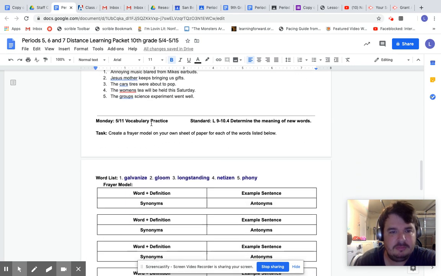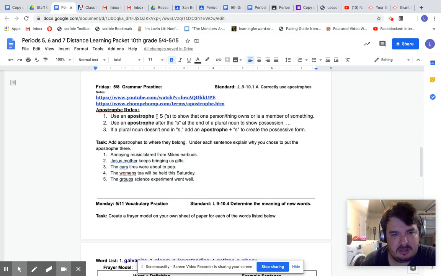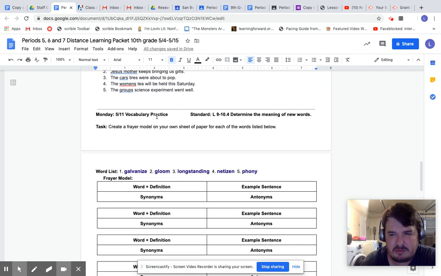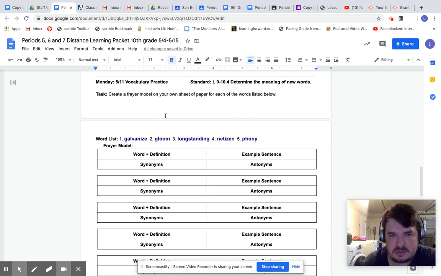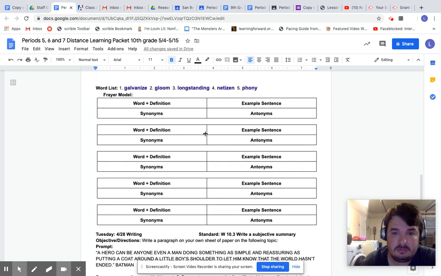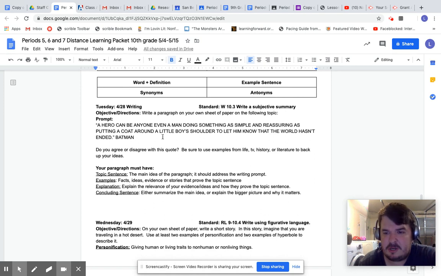Moving on down. Monday. Make sure you guys are doing the reading. I don't know why for this one we did not include the reading log, but we should have. That's interesting. Okay, so Frayer model again with these words right here. Okay. Tuesday, again, it's going to be the same for freshmen.